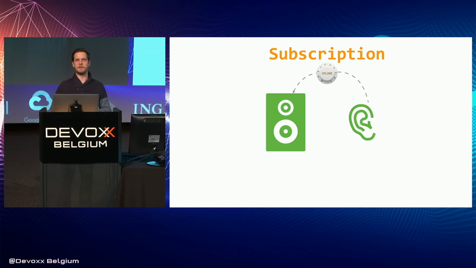So yeah, that's basically Reactive Streams. And Project Reactor is a direct implementation of that. So the reactive types that we offer, Flux and Mono, are publishers.